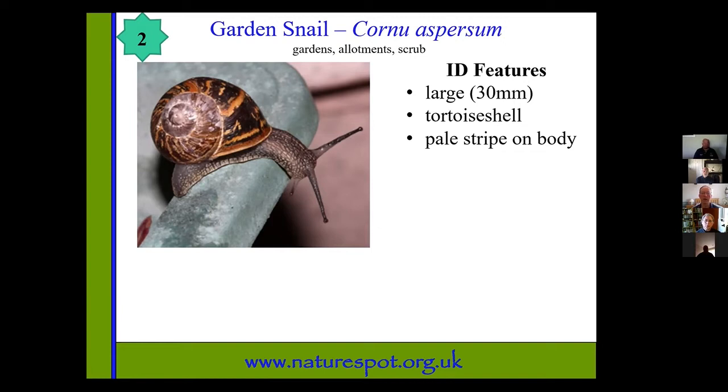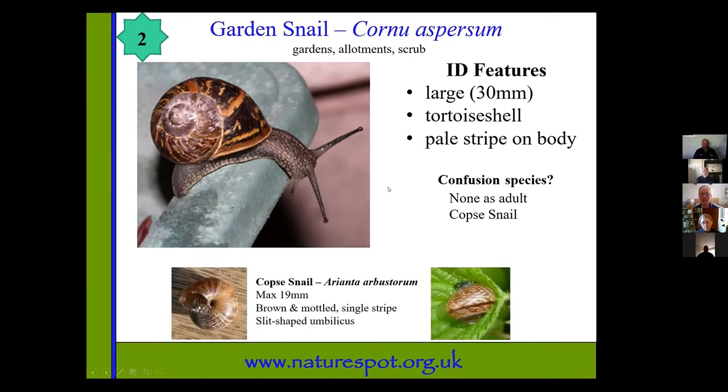patterning on the shell itself, and the body has this pale stripe. You can just see it down here on the dorsal surface. You shouldn't really confuse this with anything. In fact, if it's an adult and it's that big, then there's nothing to confuse it with. But if it's a smaller one, then the only one that looks vaguely similar is the cot snail.